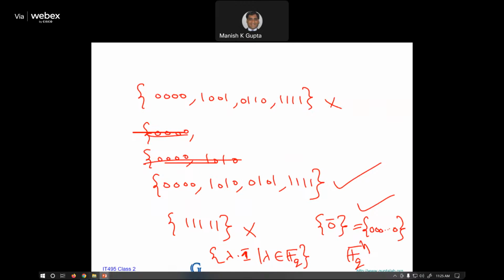So what is this actually? If you swap the third and fourth column, you will basically get this code.